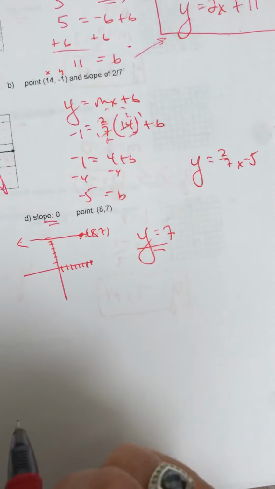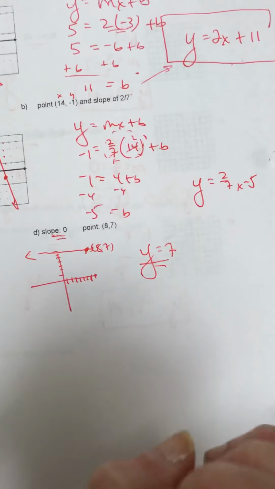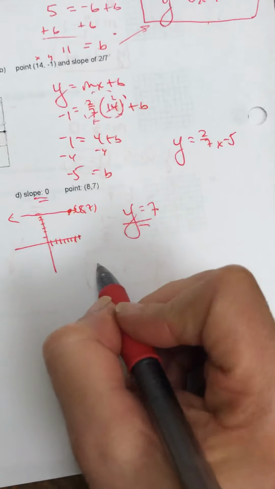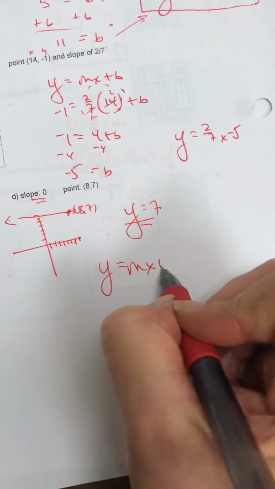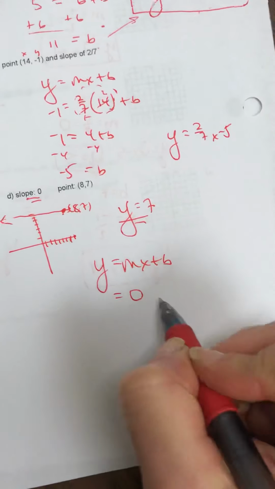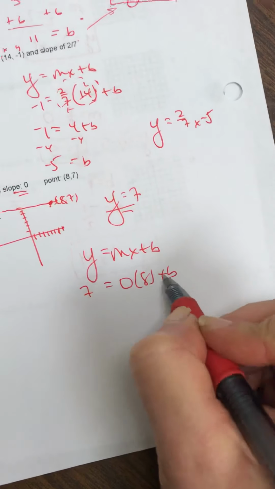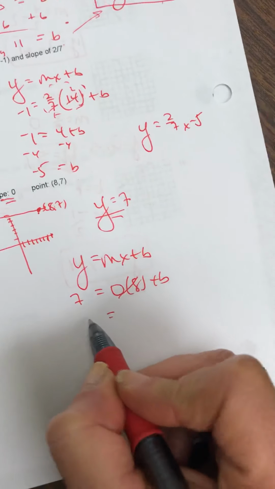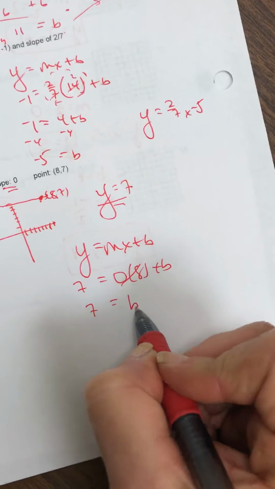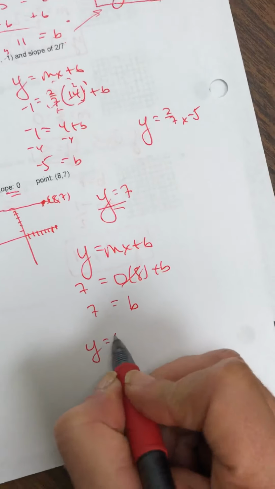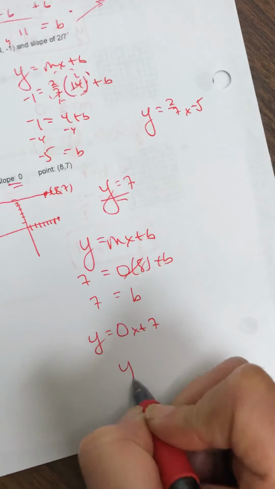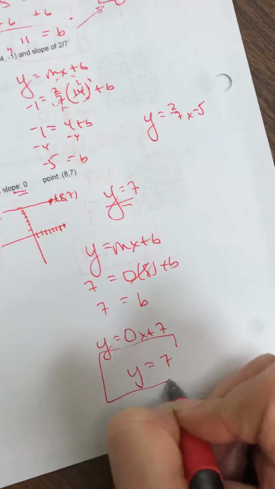Yes, it is. But let's say you're like, hey, I would never see that. Then we go through the same process we've been going through. Write the general equation. Stick in 0 for m. Stick in 8 for x. Stick in 7 for y. Plus b. 0 times 8 is 0. What is b? 7 equals b. So y equals 0x plus 7. That simplifies to y equals 7.